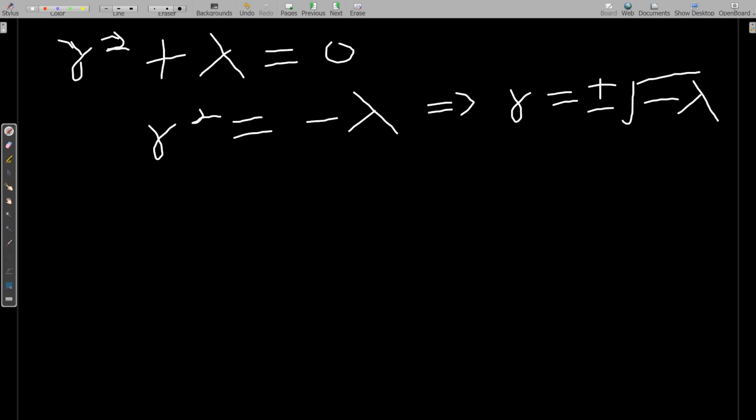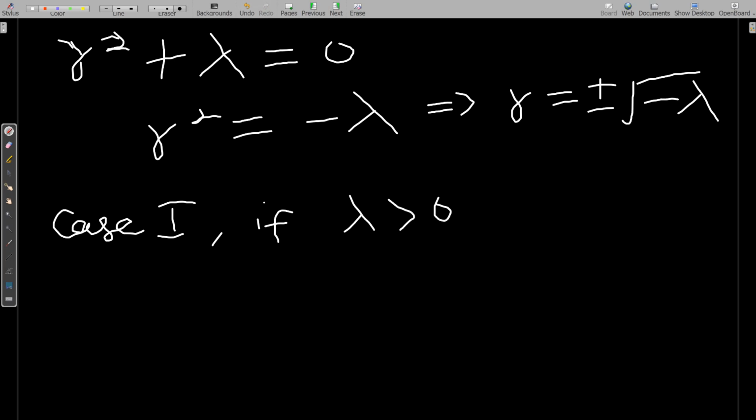Now the case is: is lambda greater than or equal to 0, or is lambda greater than 0 only, or is lambda equal to 0 only, or is lambda less than 0 only? So this is the case we should consider. We'll consider 3 cases. The first case, case 1, is when lambda is greater than 0.